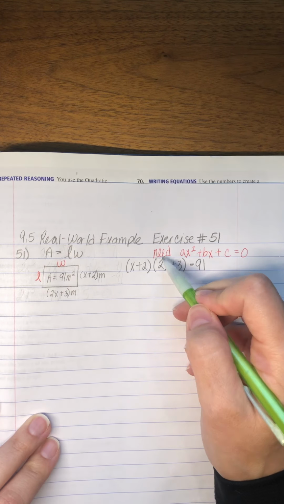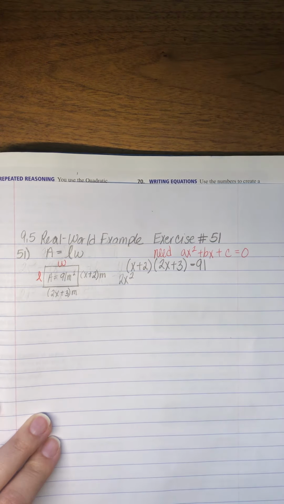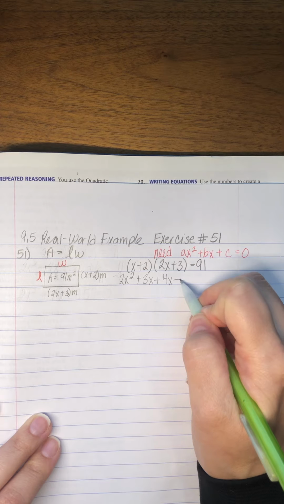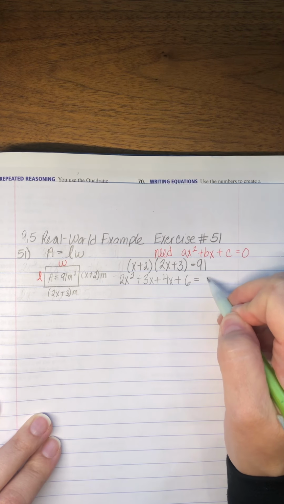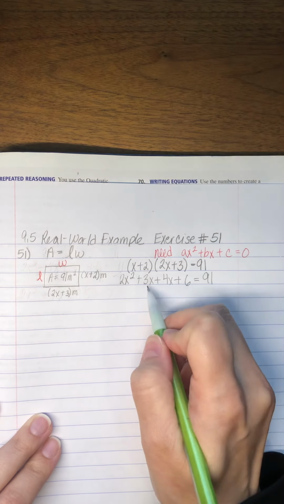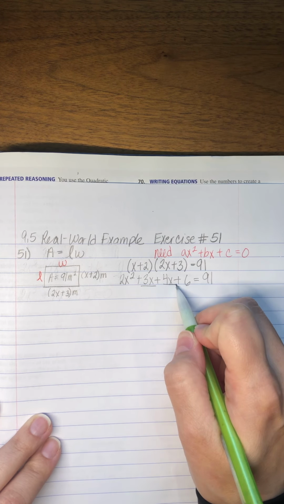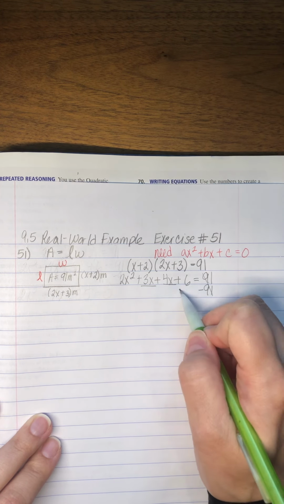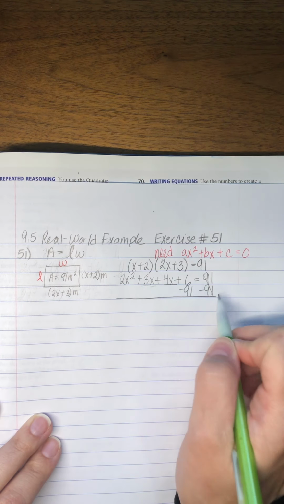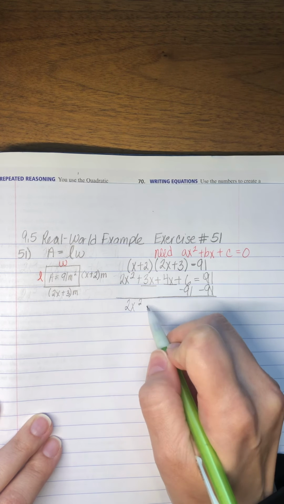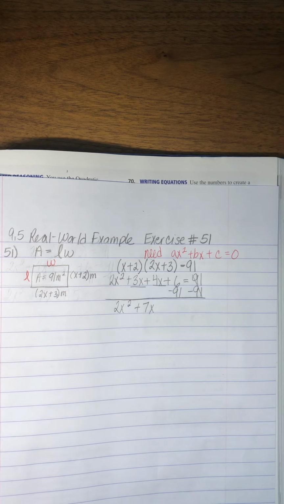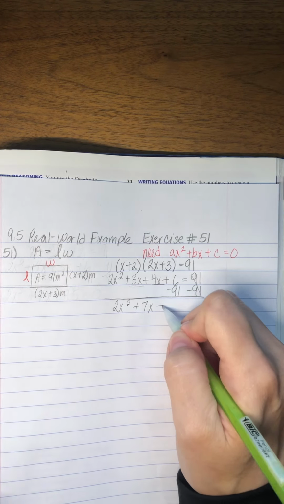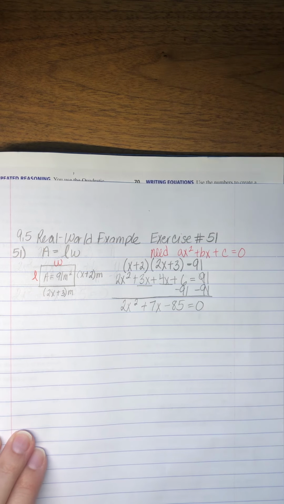So here we go, first times first, I get 2x squared. My outer is plus 3x. My inner is plus 4x. And my last is plus 6. Is equal to 91. Let's combine our like terms. 3x and 4x are like terms. And at the same time, why don't we also get it equal to 0? So let's subtract 91 from both sides so I can have our equation equal to 0 here. So now we have our equation 2x squared plus 7x, and then let's subtract 6 minus 91 is negative 85. So minus 85 is equal to 0.